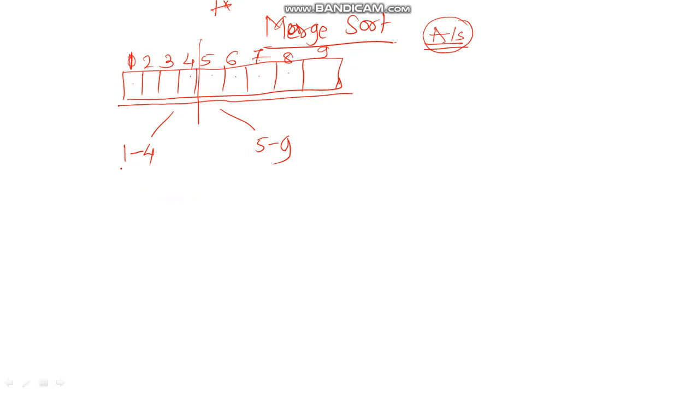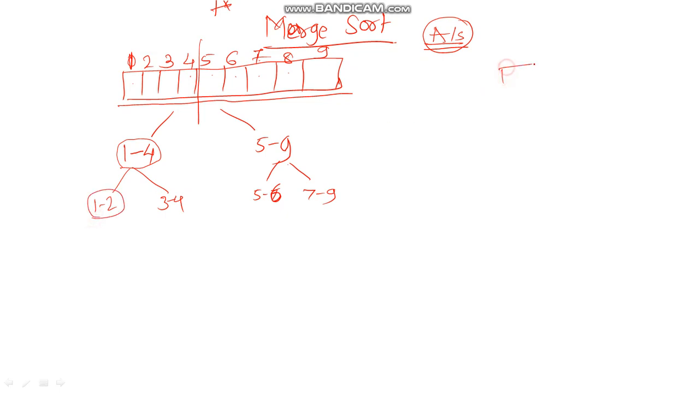Further, sorting an array of size 4 directly is also not possible, so again I divide into two sub problems. The two sub problems now become 1 to 2 and 3 to 4. In this case it becomes 5 to 6 and 7 to 9.